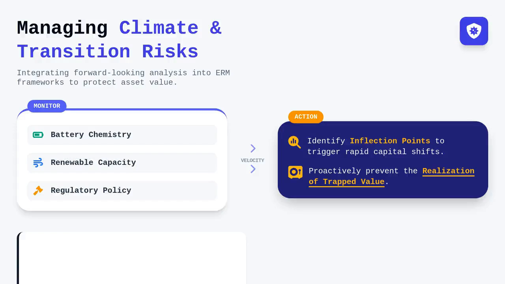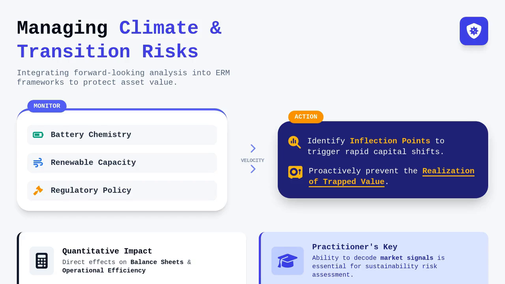As you prepare for the exam, keep in mind how these dynamics translate into quantitative impacts on a firm's balance sheet and operational efficiency. The ability to identify these signals is essential for any practitioner involved in sustainability and climate risk assessment.